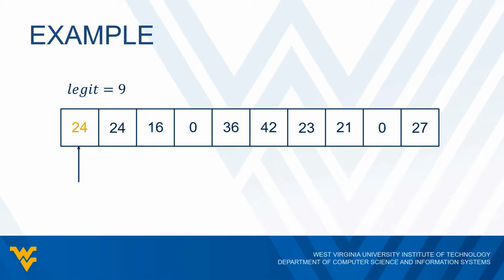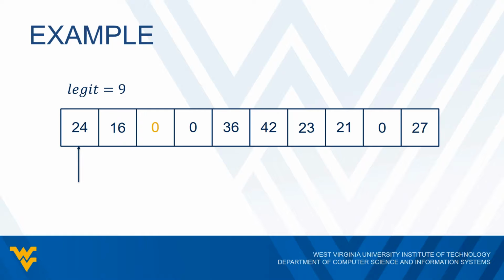This means the value of legit is going to be reduced by 1, and then all the items to the right of the 0 must be copied one cell to the left. This is what happens after we do the first such copy. We move the 24 from the second spot and copy it to the first spot. After the second copy, we take the 16 from the third spot and copy it to the second spot.